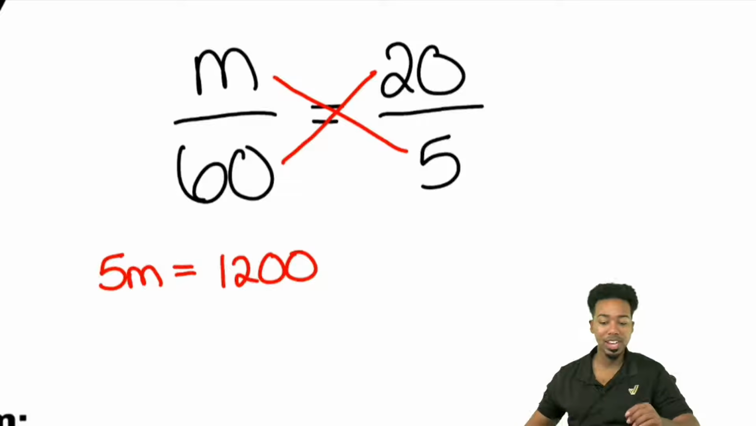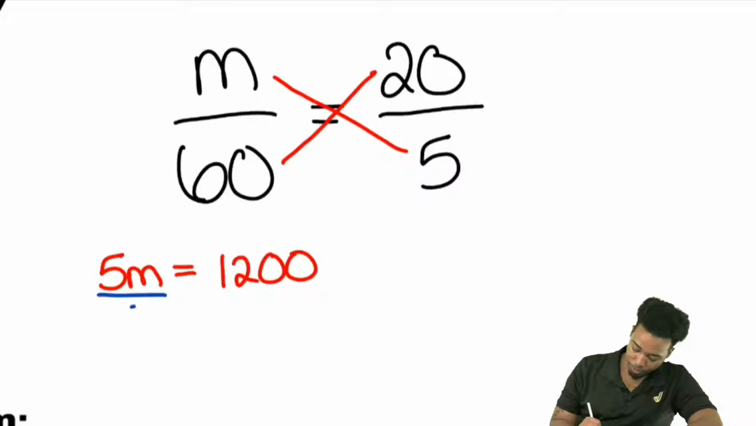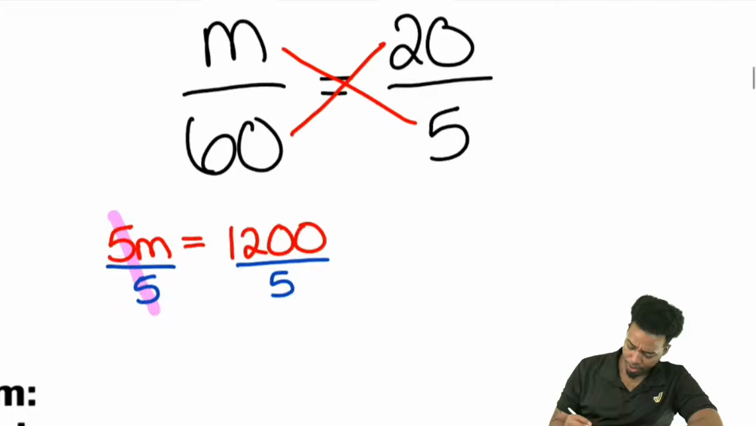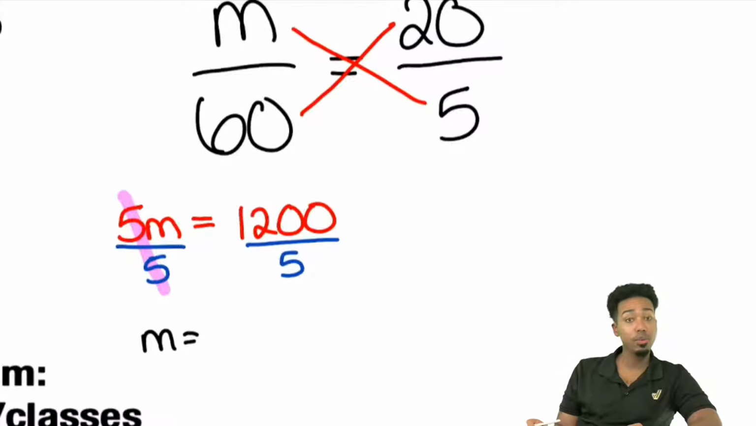I need to divide both sides by 5. And so in doing so, divide right here and right there by 5. And we're good. Cross out the 5. We have M equals, and now we have to figure out, hey, what's 1,200 divided by 5? What's that going to be?